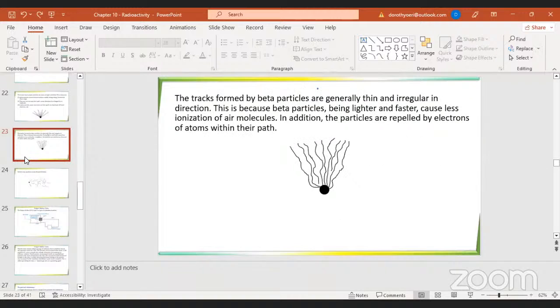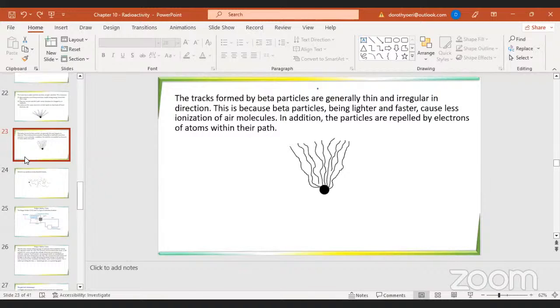The next tracks are for beta. You can see the tracks of beta. They are not straight, they are not thick. The tracks formed by beta particles are generally thin and irregular. That is the main important thing there. Why are they thin and irregular?